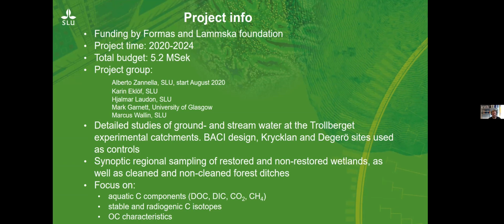Focus will be on detailed status of ground and stream water at the Trollberget experimental catchments, following this sort of BACI design that we have already heard a bit about, including the Krycklan and Digger site used as controls. In addition to this, we will do synoptic regional sampling campaigns of restored and non-restored wetlands, as well as cleaned and non-cleaned forest ditches. So, sort of trying to understand how valid our findings from Trollberget are at a larger scale. The focus will be on the aquatic carbon components, and we will use isotopic tools to understand a bit more, and also look a bit into the organic carbon characteristics.